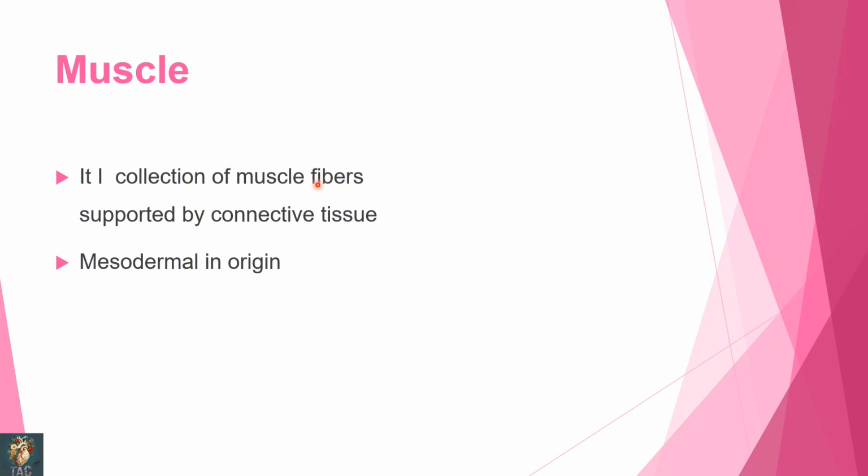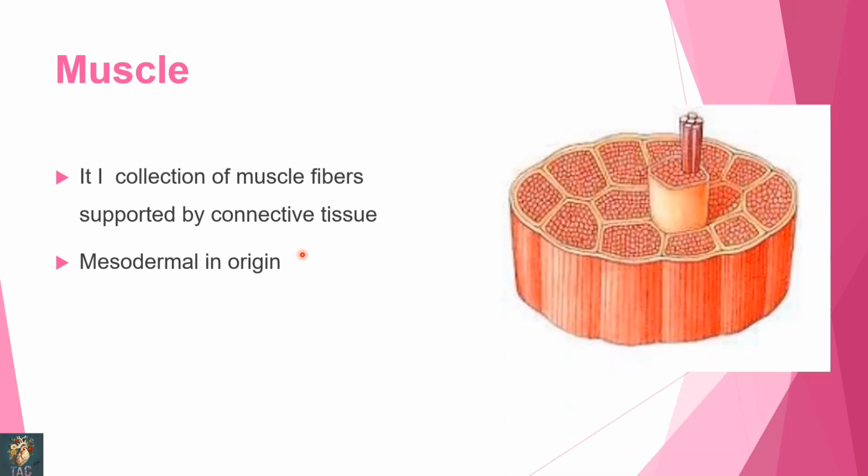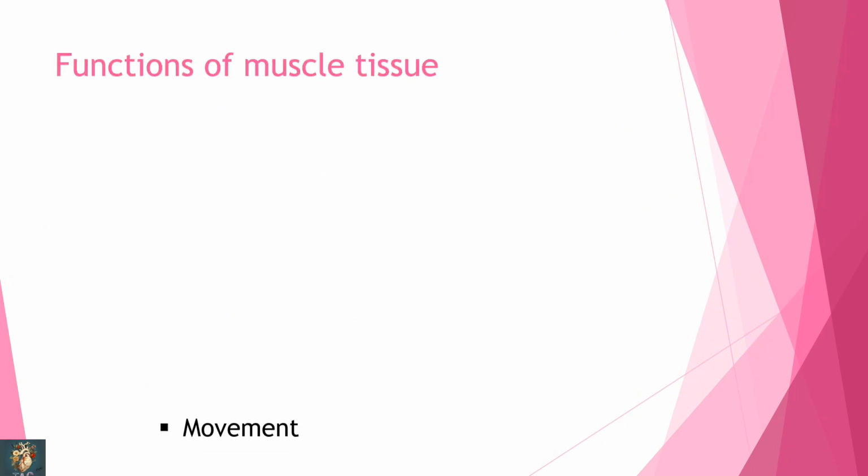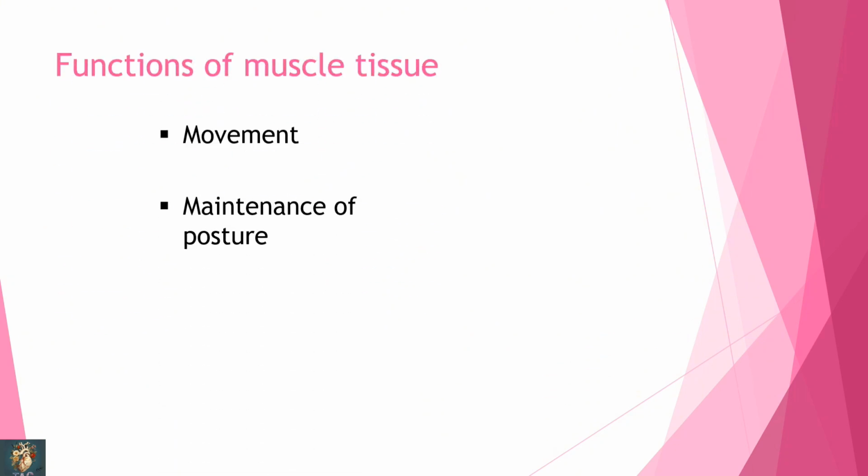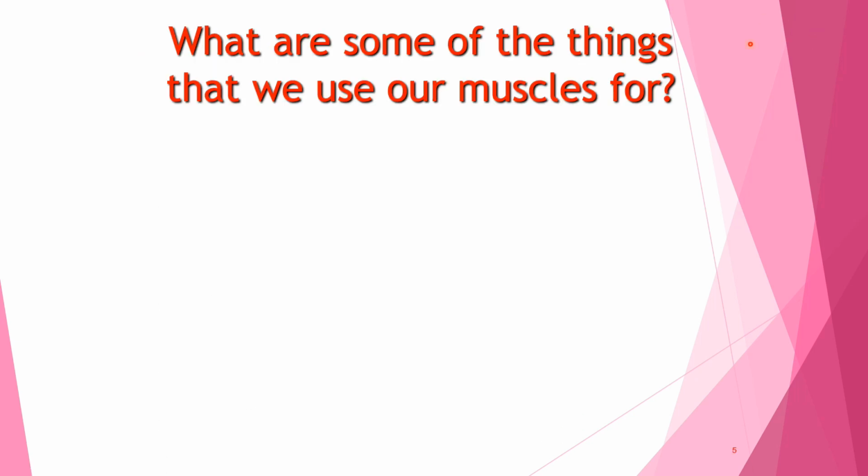The muscle is a collection of muscle fibers supported by connective tissue. It is mesodermal in origin, and this is the slide of the cross section of the muscle tissue. Different functions of the muscle tissue are the movement of the body, the maintenance of posture, the joint stabilization, and the heat generation.